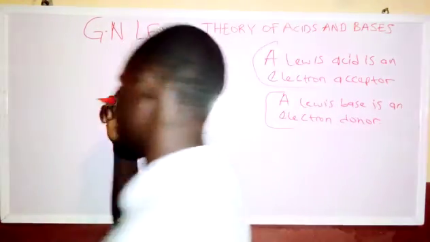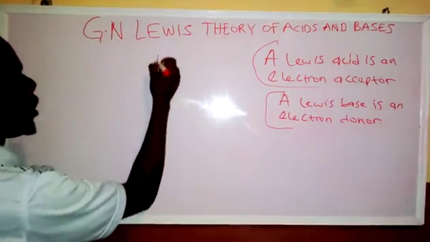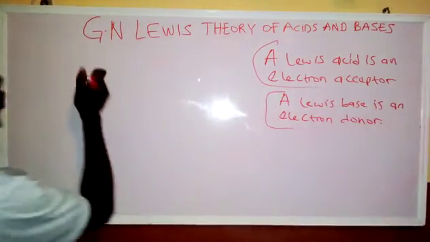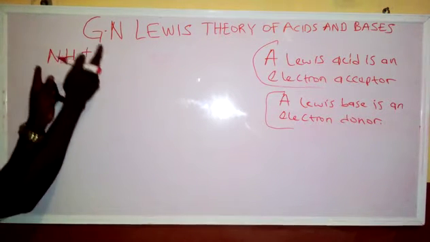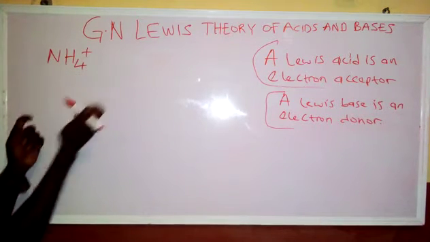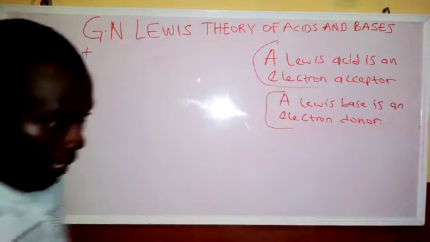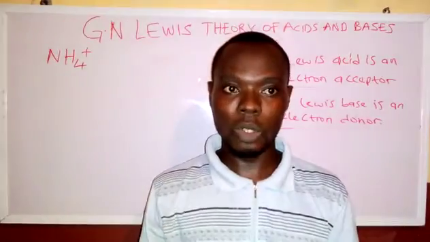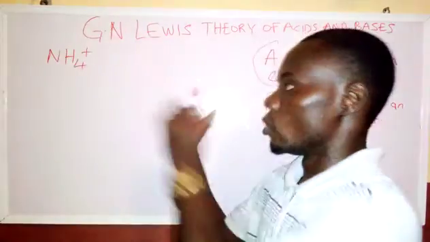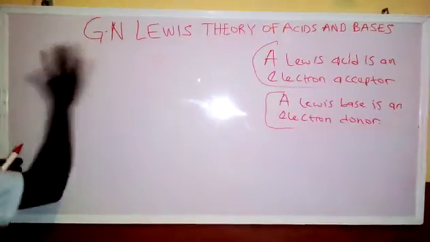So an example of that is the formation of the ammonium ion. NH4 positive is an example of a coordinate covalent bond. So now let me show you some things. There is something I would like you to know. There's something we call the Lewis electron dot structure. So I will show you in this video for some elements and compounds.